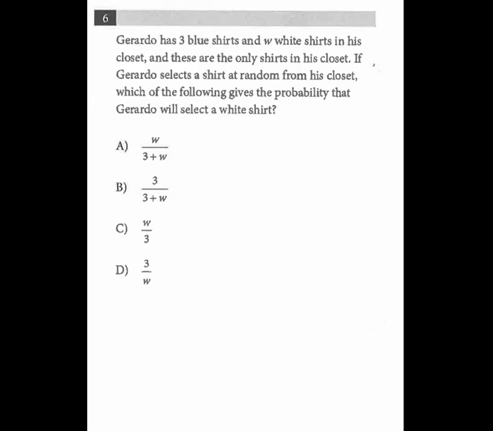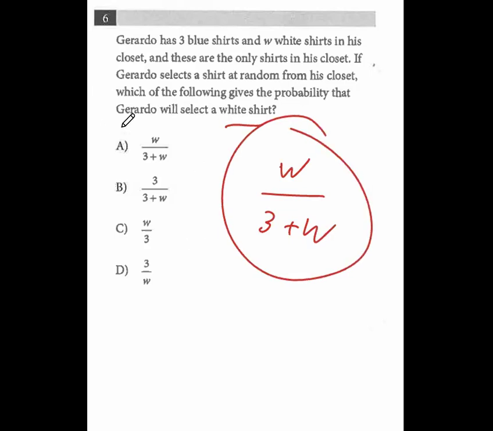Okay, so for question 6, 3 blue shirts and W white shirts. So the total would be 3 plus W, and the probability that he'll select a white shirt is just W. So the correct answer would be W over 3 plus W. So the correct answer is A.